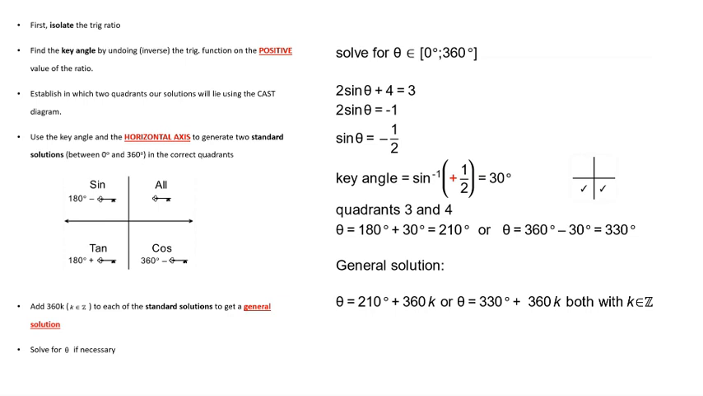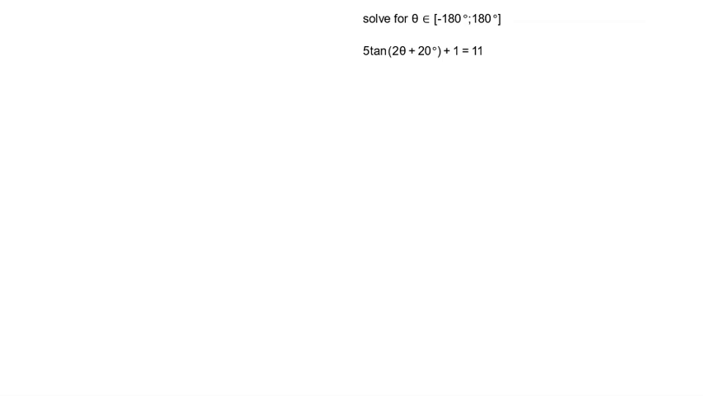Next up, we solve for theta if necessary. So there's no solving to be done here. And then finally, we write down the specific solutions in the given domain. So here we're looking for answers from 0 to 360, and they're obviously just 210 and 330. It wasn't necessary to write the general solution in this case, but very often we need to use the general solution, as will be shown by this next example.